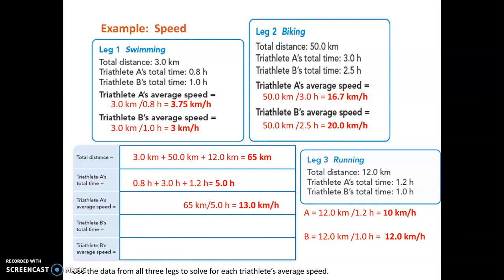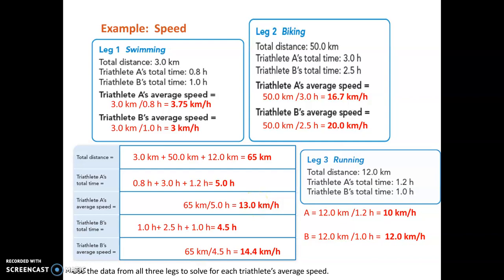Let's go ahead and do the same for triathlete B. So we want to find out their total time first. So we've got 1 hour plus 2.5 hours plus 1 hour. So they did the entire thing in 4.5 hours. So then their average speed is going to be 14.4 kilometers per hour. And now we can tell that on average, triathlete B was going faster than triathlete A.